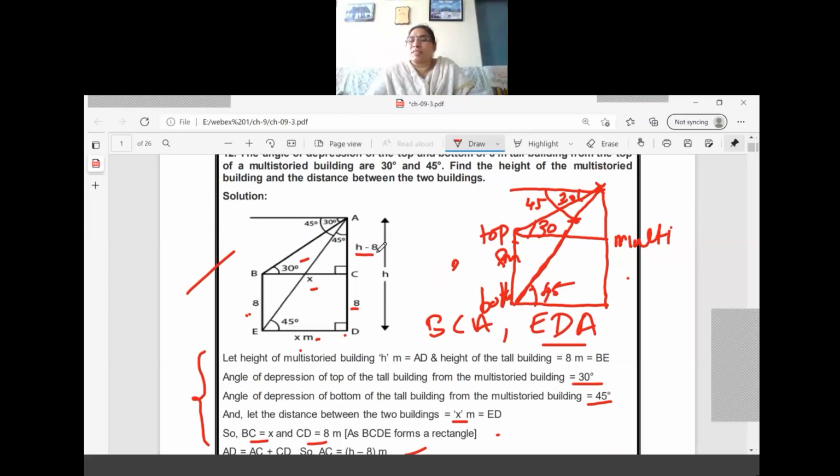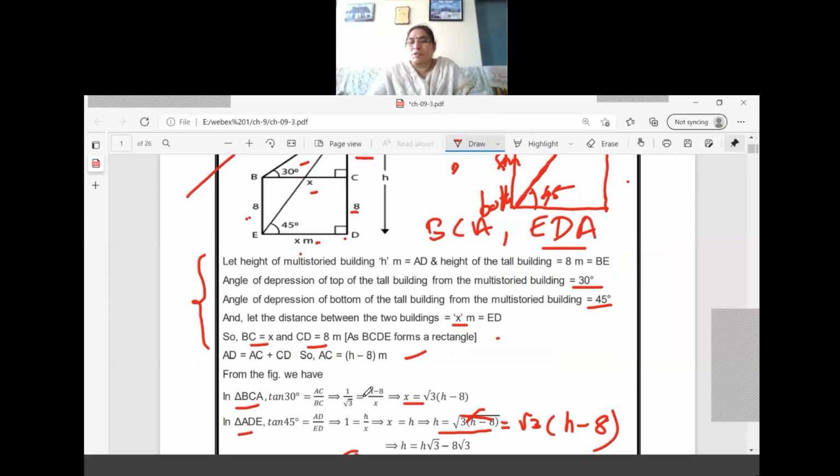Right? AC is h minus 8. We have already calculated, it is x only. So here we have substituted 1 by root 3. That is the value of tan 60, root 3, and it is equal to h minus 8 by x. Cross multiply, and we have written the value for x only.